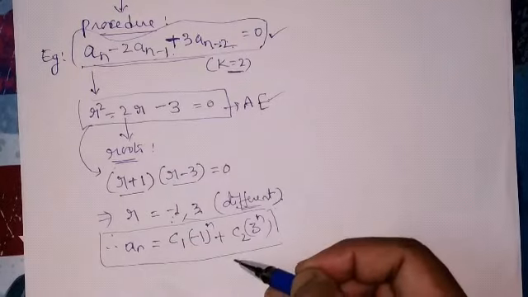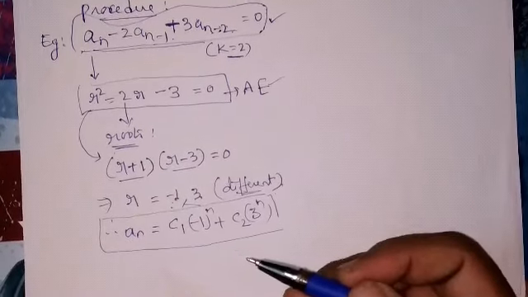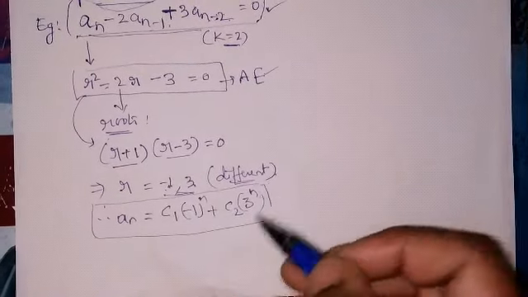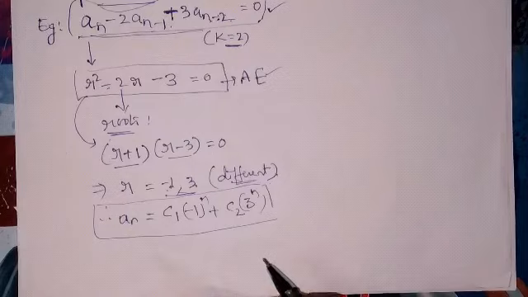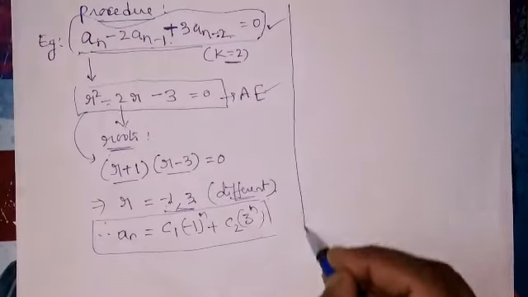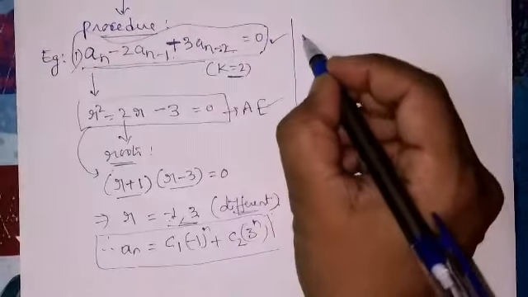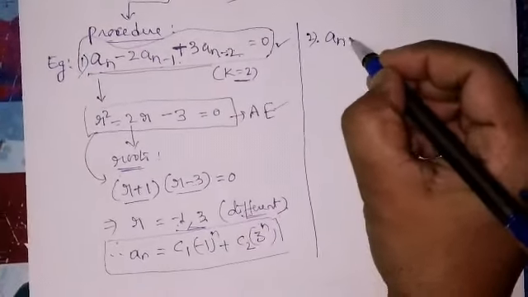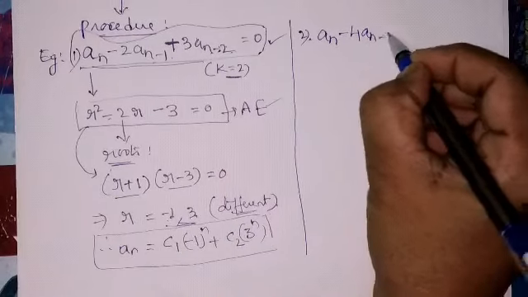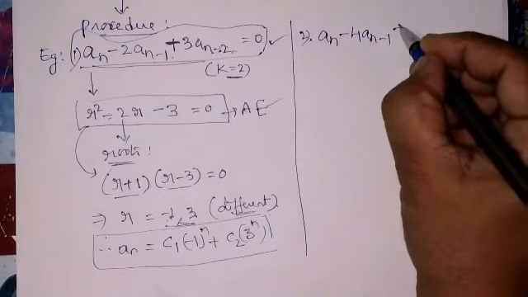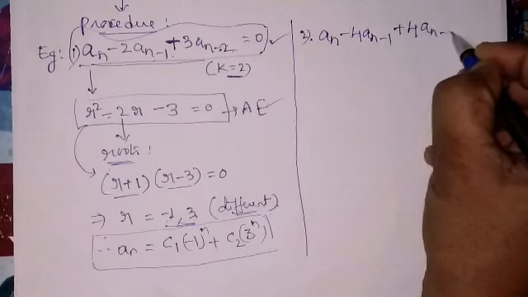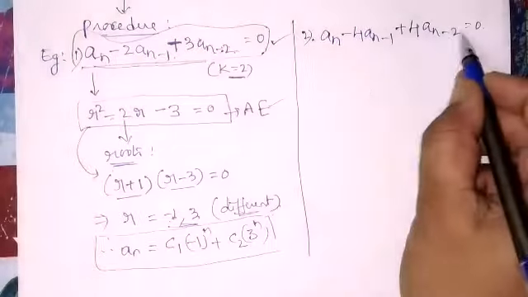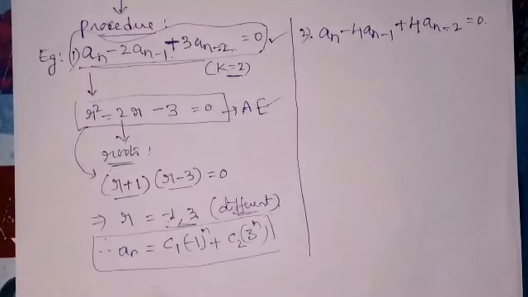It need not be the same with every problem. In some of the problems the roots may be equal. Any number of times the roots may be repeated. Therefore, let us move on to a similar type of another example. Suppose the relation is a_n minus 4 a_(n-1) plus 4 a_(n-2) is equal to 0. Again, the order of the relation is 2, and it is homogeneous also.